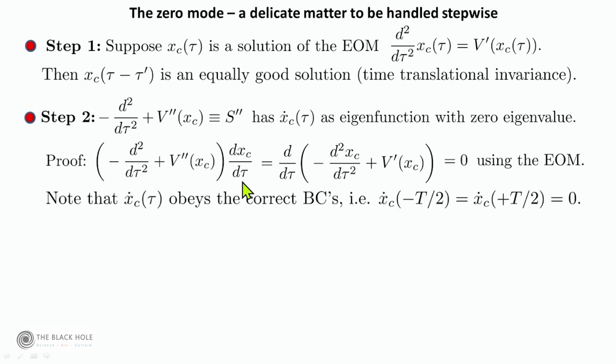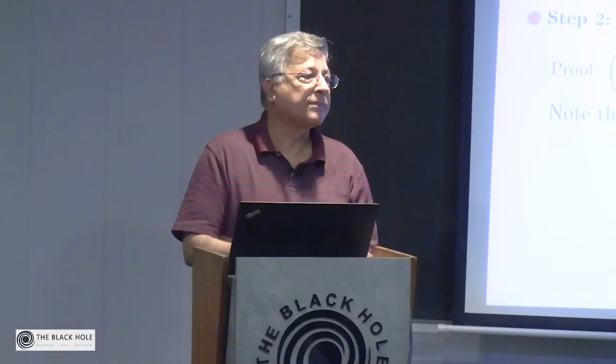Okay. And I should also point out that xc dot obeys the correct boundary conditions. So if you look at it at minus t over 2, you can think of this as the ball rolling down the hill, starting at 0 speed, and then going to the other side of the hill and arriving there with 0 speed. So the boundary conditions are obeyed.